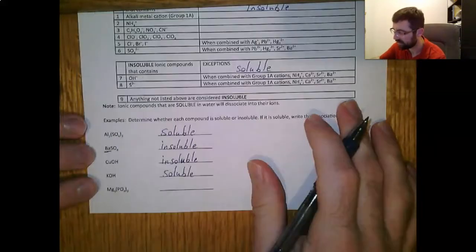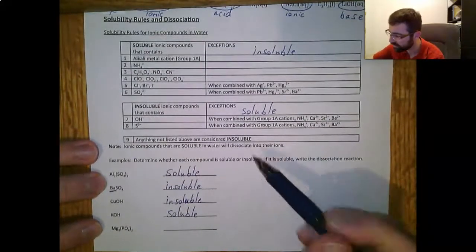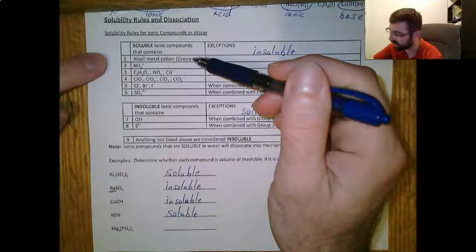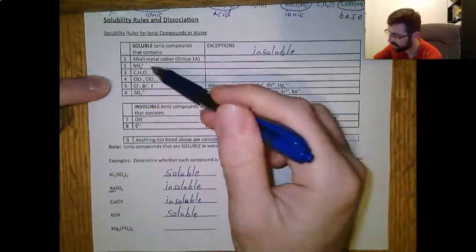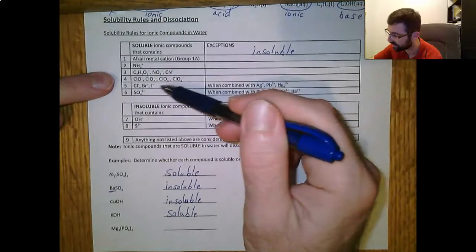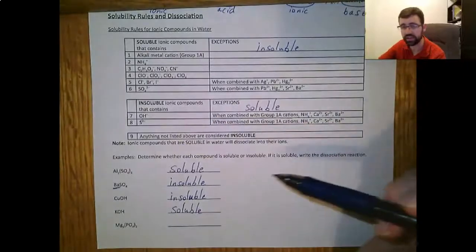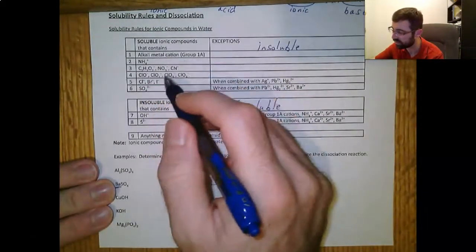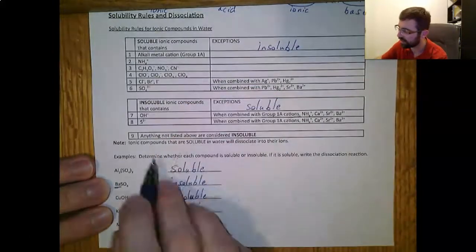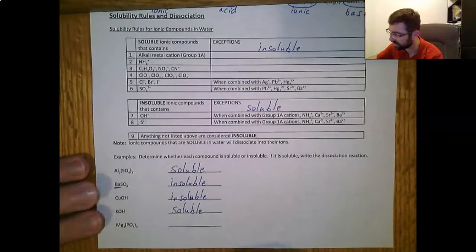And then I get magnesium phosphate, Mg3(PO4)2. It's not group 1A, it's not ammonium, and then I have phosphate. Do I see phosphate here? No. Okay, is phosphate down here? No. I didn't see phosphate, and I also don't see magnesium as any of these rules. Oh, anything not listed above is considered insoluble, so I could put insoluble.